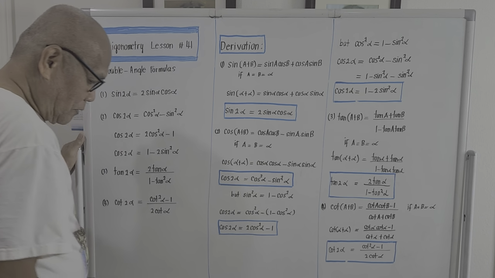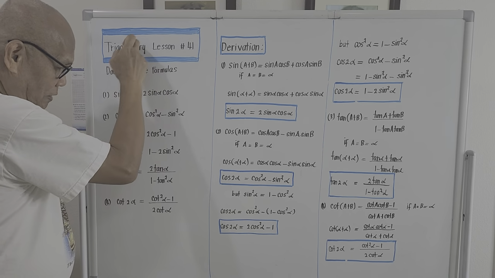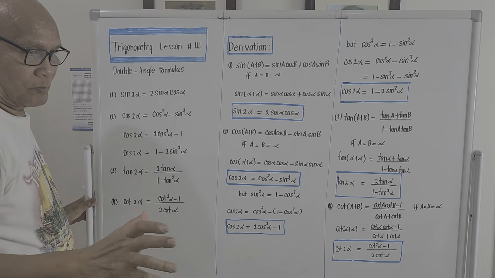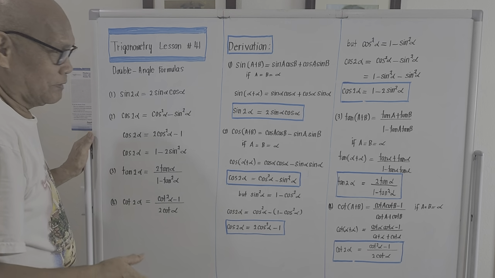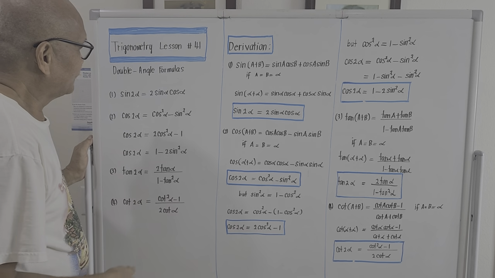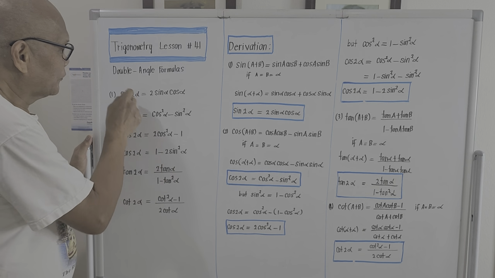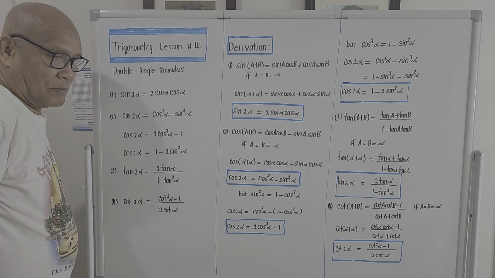The subject matter for this afternoon will be trigonometry, lesson number 41. We are running smoothly. We are almost done with trigonometry, I think almost 80%. The title of the topic for this afternoon will be double angle formulas.